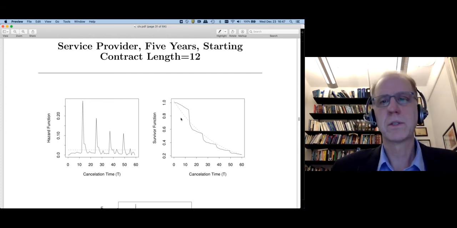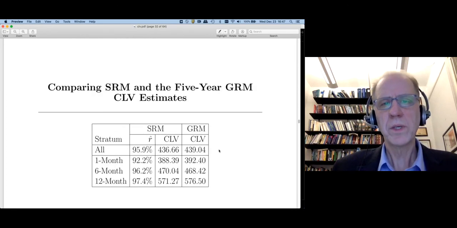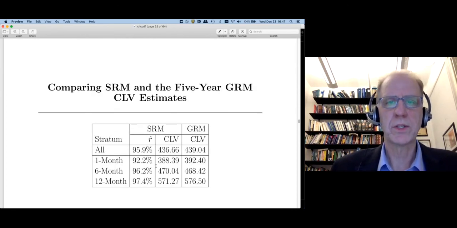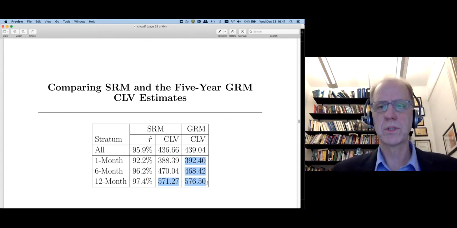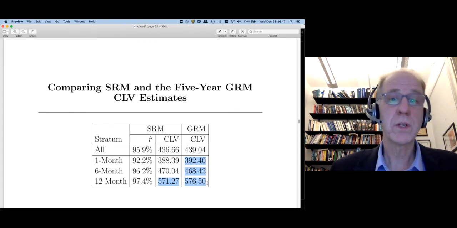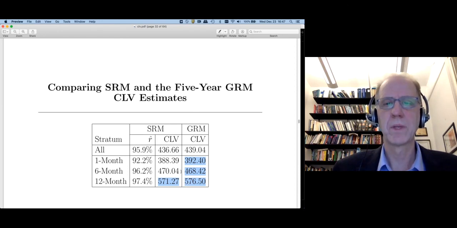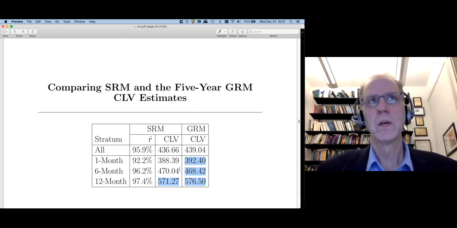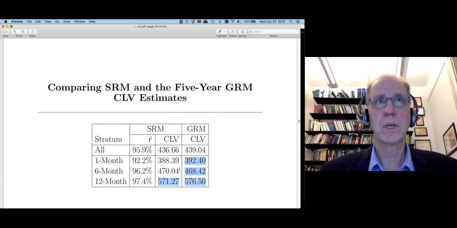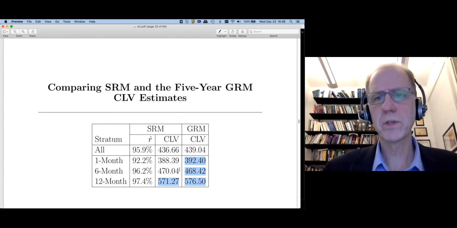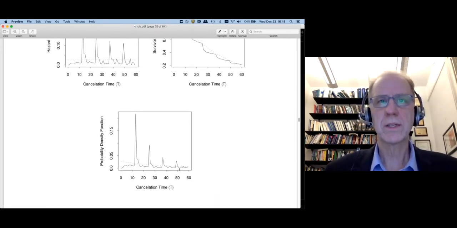Here the survivor functions differ a bit more. We can compare these estimates across them, and you can see even with this extreme 12-month case, where the general and the simple retention models produce very different survival and hazard plots, the lifetime value estimates are pretty similar. So 571 versus 576. So again, the point is you can do quite well using the simple retention model, but I think you get much more understanding from looking at these hazard plots.